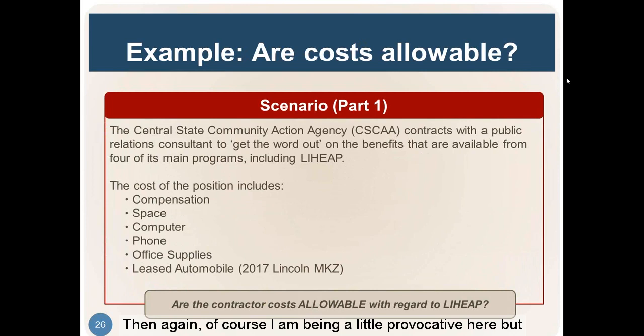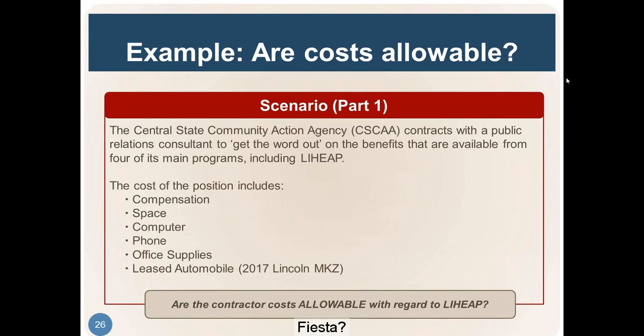And then again, of course, I'm being a little provocative here, but do they need a 2017 Lincoln MKZ, a $50,000 car? Why can't you get a little Ford Focus or a Fiesta? I don't know. Why does it have to be leased? Why can't you? I don't know. I don't think that's what, no.